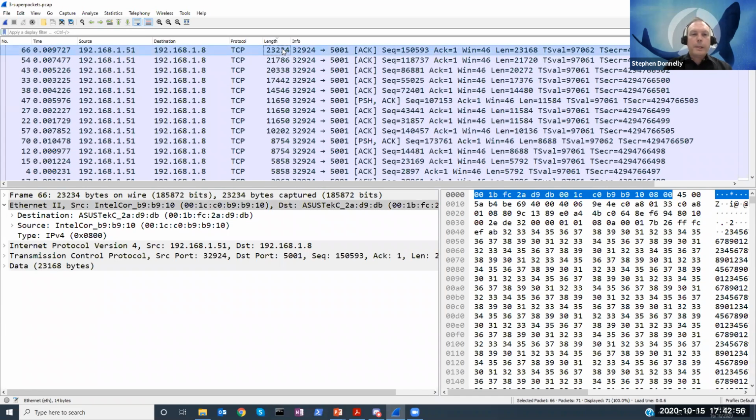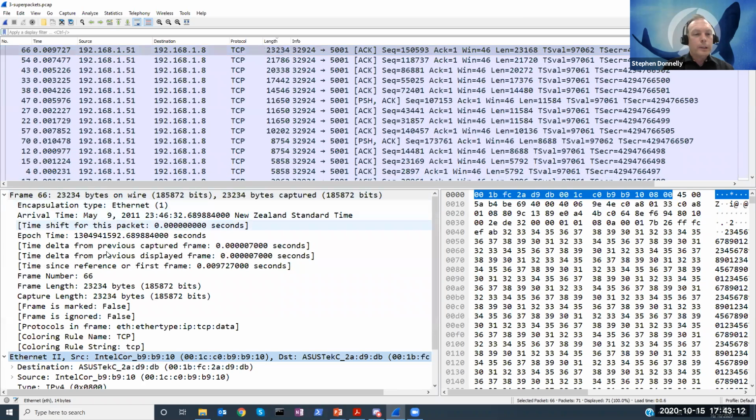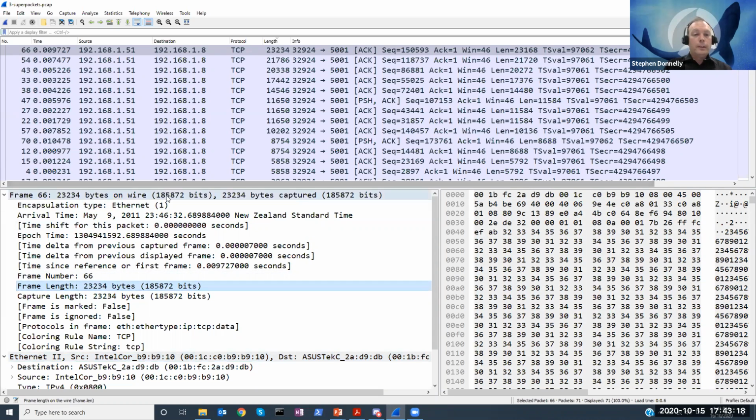Okay, so this packet here is 23 kilobytes in size. So it's bigger than 1,500, and it's even bigger than 9,000. So that suggests that it's probably not a jumbo packet. So let's have a look at what Wireshark knows about it first. Wireshark is saying that the capture layer reported it as being 23K, 185,000 bits on the wire. It seems pretty confident.